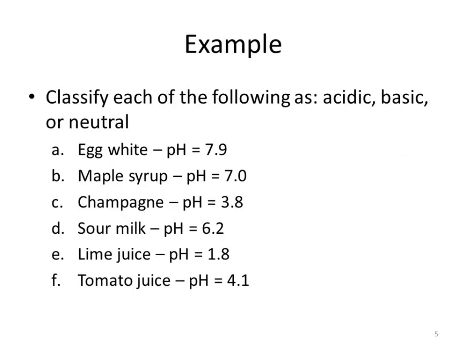So here's a bunch of substances. Let's see if we can classify them as acidic, basic, or neutral. Well, the egg white with a pH of 7.9 is basic. Maple syrup, 7.0 is neutral. 3.8 is acidic. Sour milk, acidic. Lime juice, acidic. And tomato juice is acidic. Out of all of these, which one's the most acidic? If you said the lime juice, you were correct.